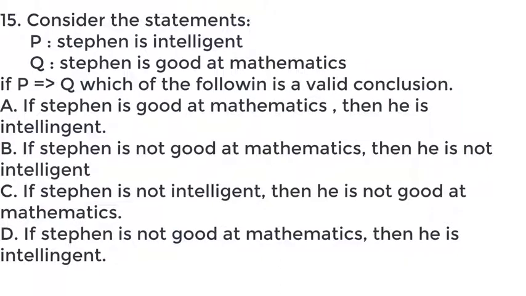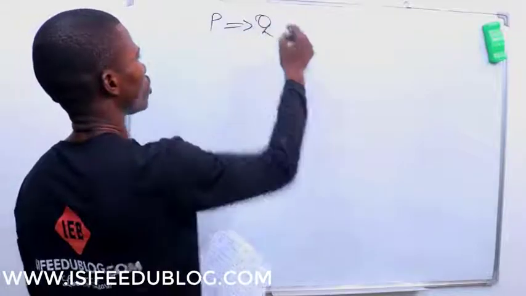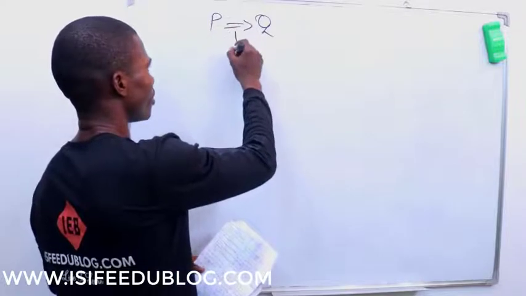Let's go over to question number 15, which says: consider the statements. P: Stephen is intelligent. Q: Stephen is good at mathematics. Now here's the question. If P implies Q, which of the following is a valid conclusion? This is not a calculative question. They just want to test whether you know what this implies.